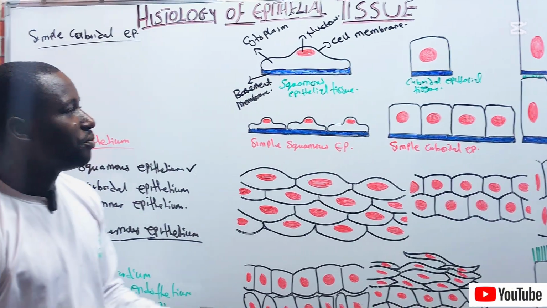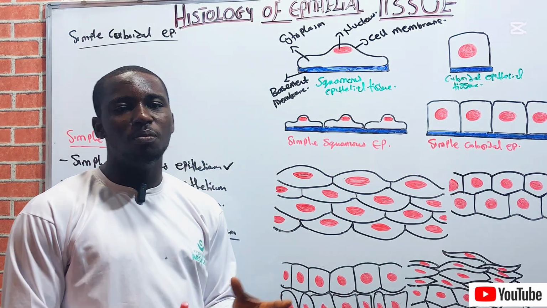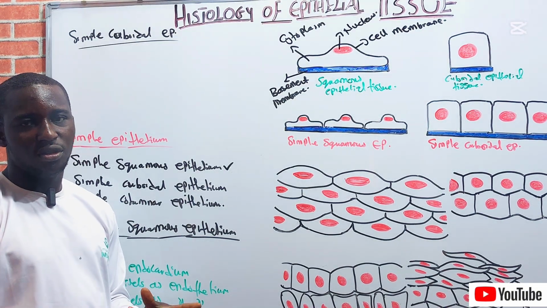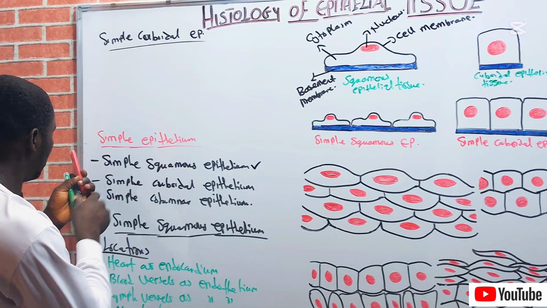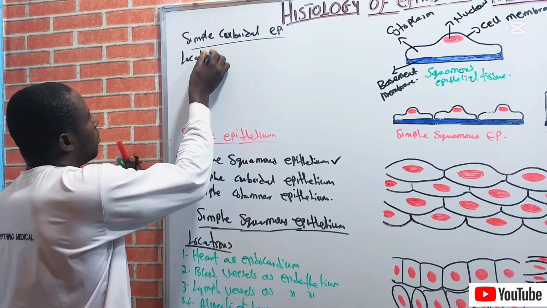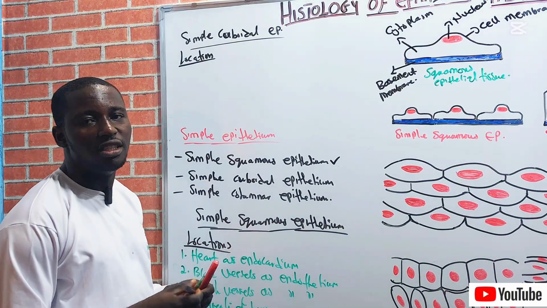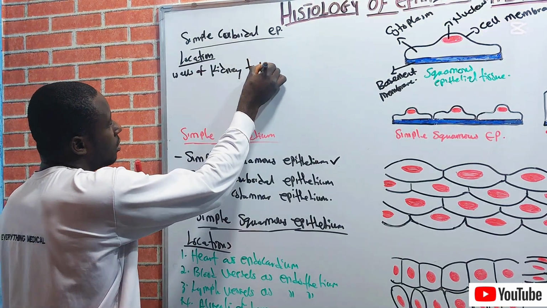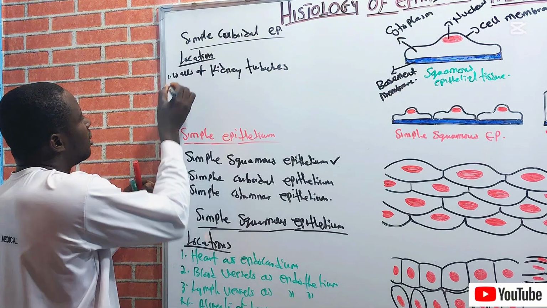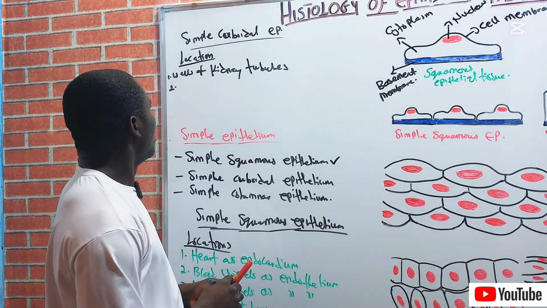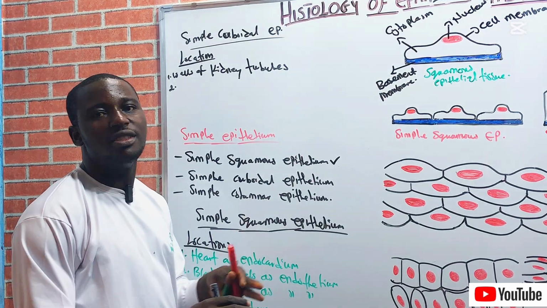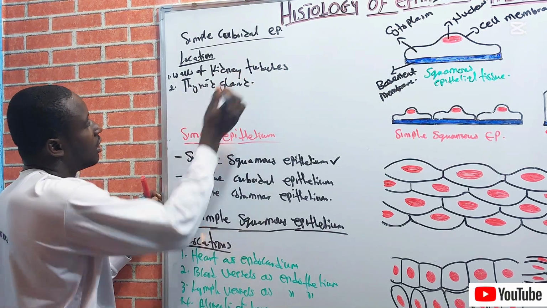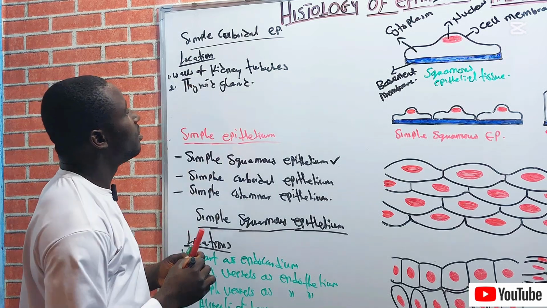Now, where can we see the simple cuboidal epithelium? Simple cuboidal epithelium is found majorly on the walls of the kidney tubules, and it can be found again in a very important gland, which is the thyroid gland. So those are the places that you can see the simple cuboidal epithelium.